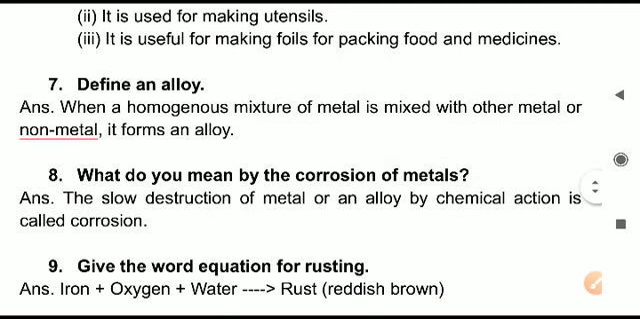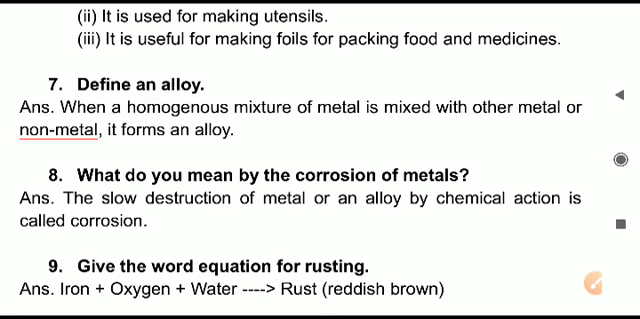Question 7, define an alloy. What is an alloy? Answer will read, when a homogeneous mixture of metal is mixed with other metal or non-metal, it forms an alloy. Metal plus metal or metal plus non-metal is always called an alloy.